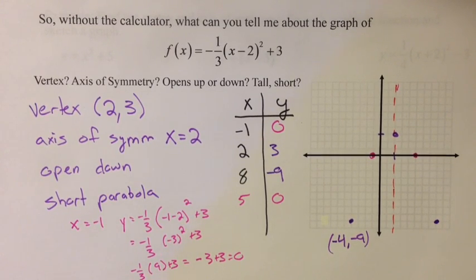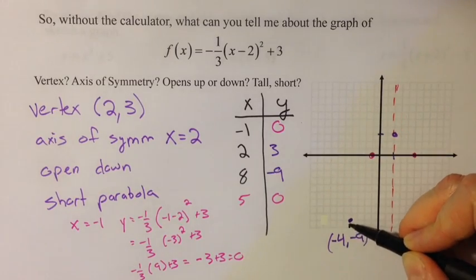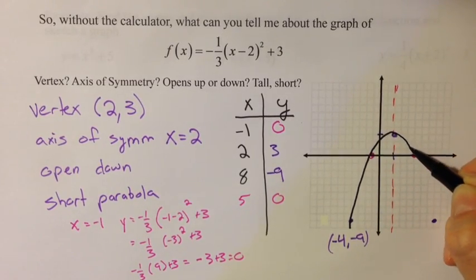Now I've got an awful lot of information about my parabola on here. In fact, probably more than I really need to get a good sketch. I've got the vertex, the axis of symmetry, and a couple more points, so now I can connect it up in that nice U shape.